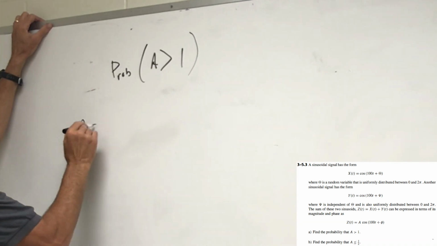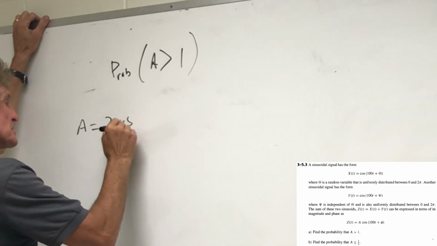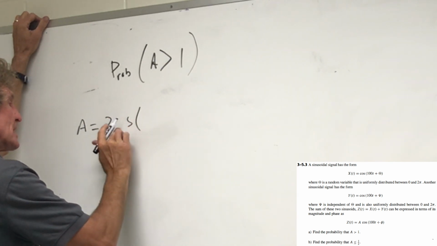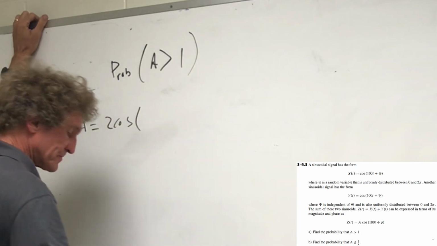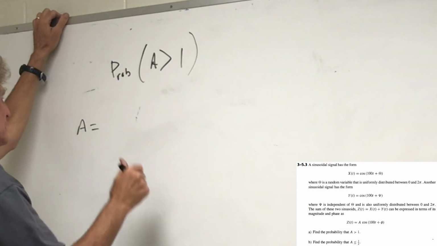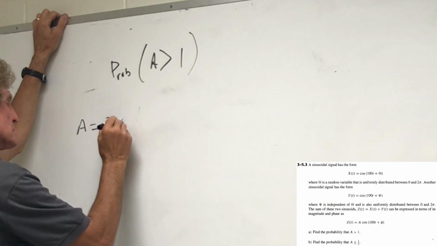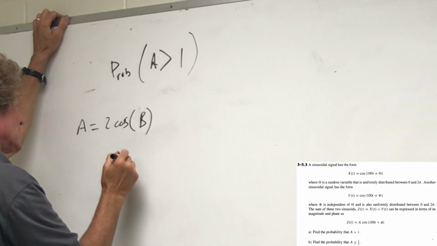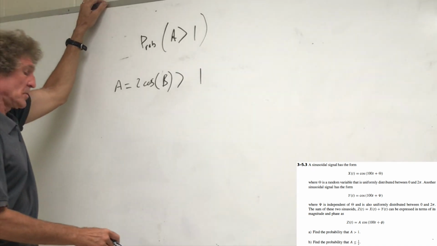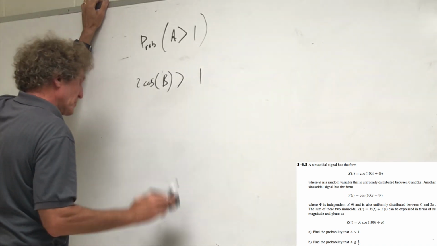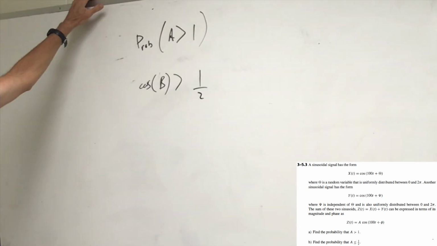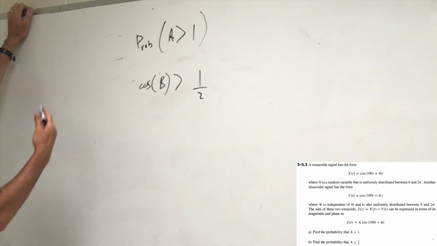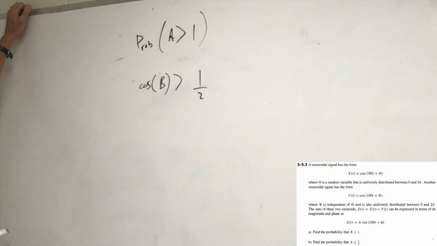So A is equal to 2 cosine of, here's the way I do it at least, cosine of beta, and it has to be greater than 1. Right? So now I'm just going to divide by 2. That means cosine greater than 1/2. Now you have to get familiar with the trig functions, because if it was a sine, it would be different. And if it was a tangent, it would be different. You kind of have to know these trig forms.